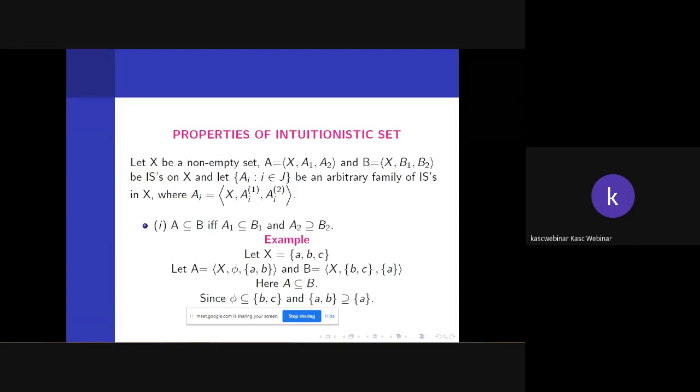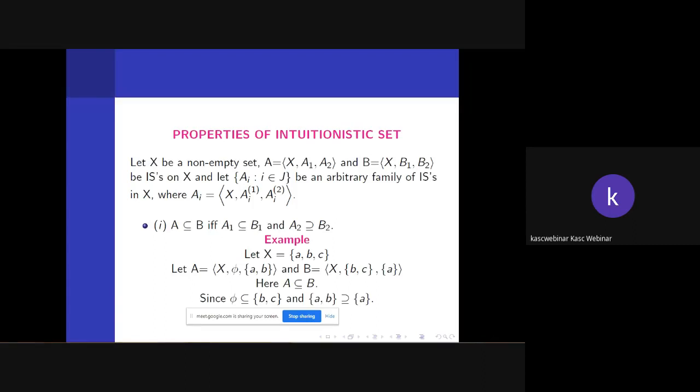So A is a subset of B if A1 is a subset of B1 and A2 contains B2. Always in the classical set we say that if A is a subset of B, the elements in A should be within B. So here, since we have member and non-member, we have to consider the members of both the sets and the non-members of both the sets. So to find out the relation A subset of B, we are considering member as well as non-member. I'm showing that by an example.